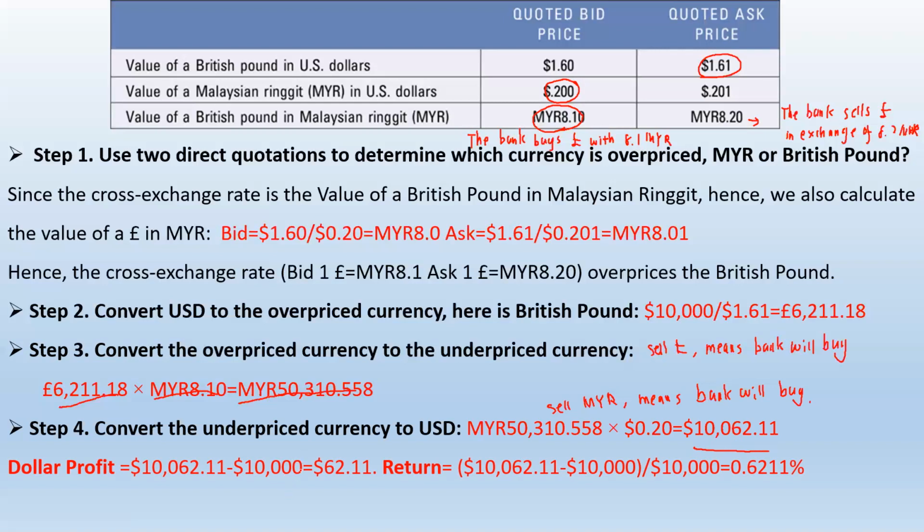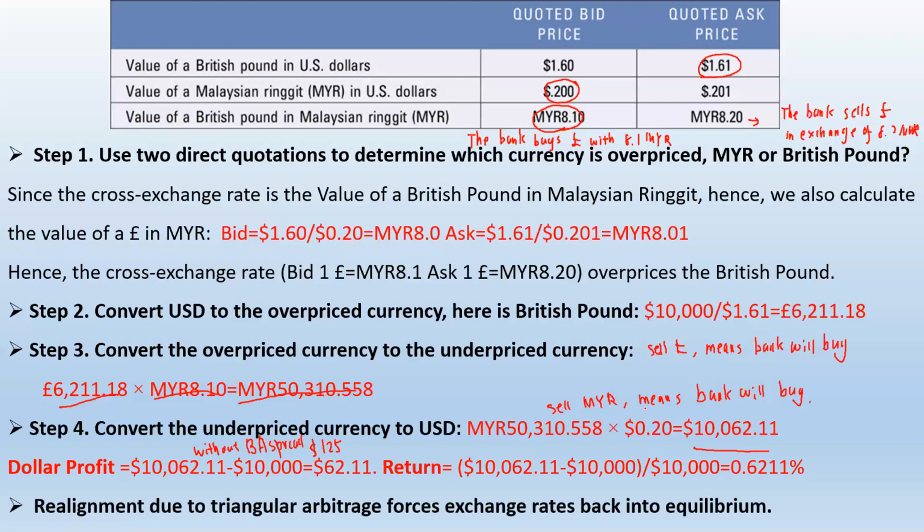Our dollar profit is reduced. Remember, without the bid-ask spread, our profit is 125, and now it's 62.11, and the return is also reduced from 1.25% to 0.6%.